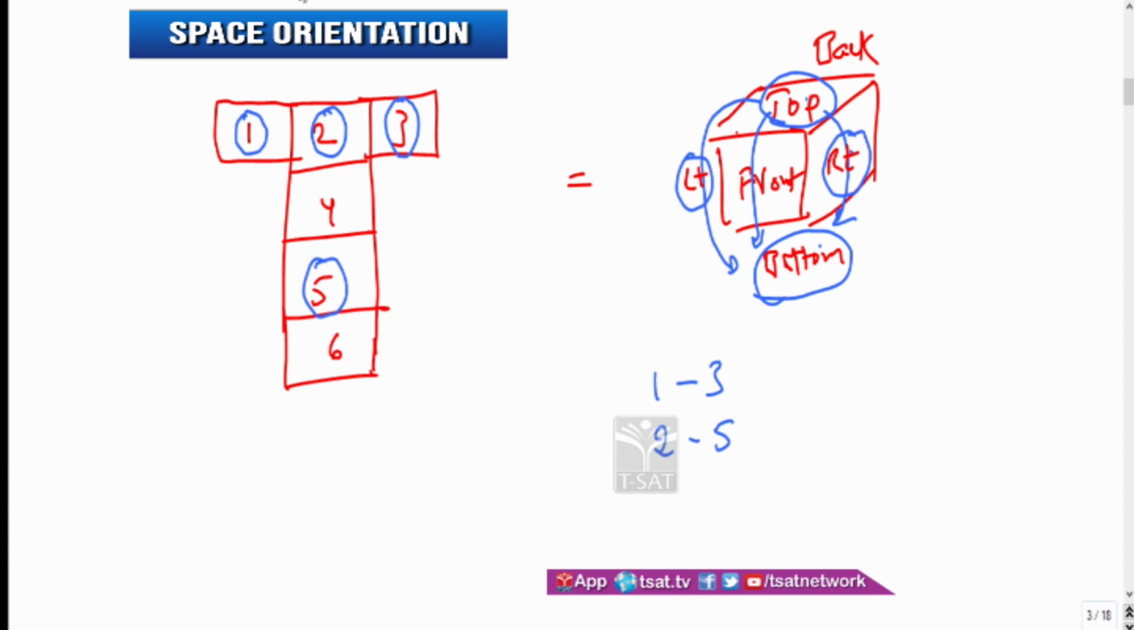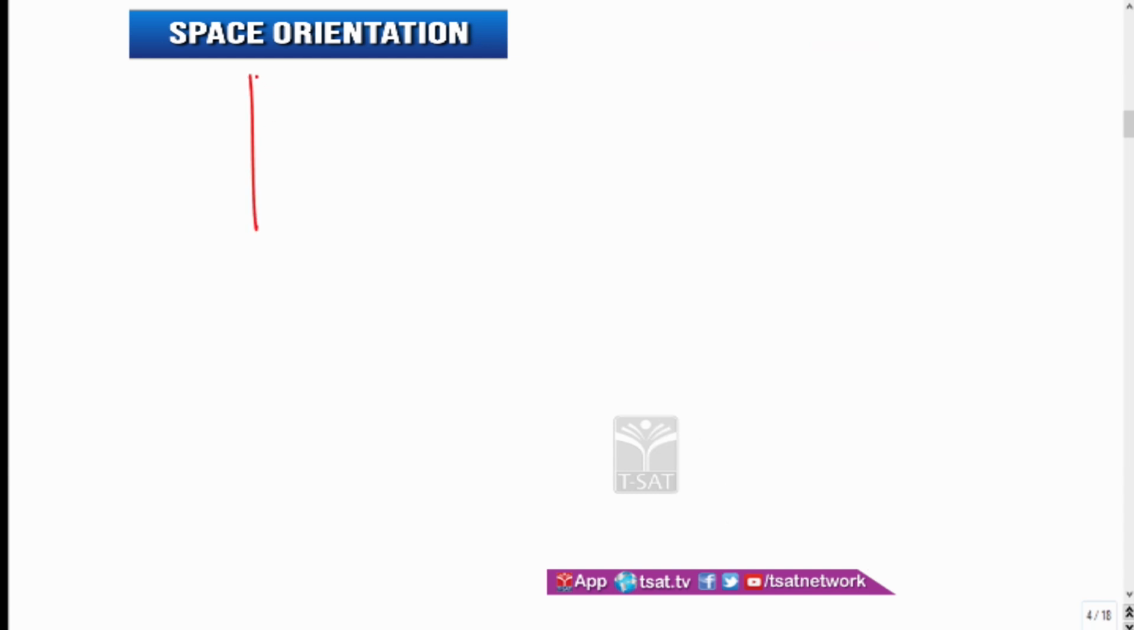In the same way, between 4 and 6, only face 5 is present. So I can say that 4 is opposite to 6. So here the keyword is: between two opposite faces, we have only one face present. For example, if the image appears like this.